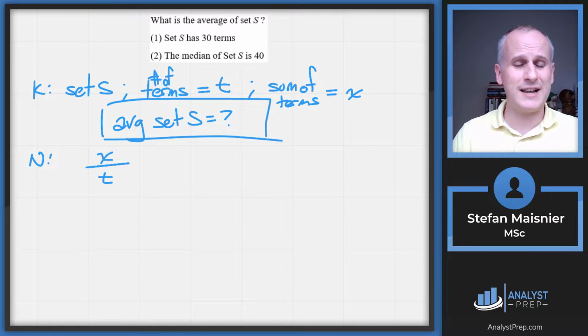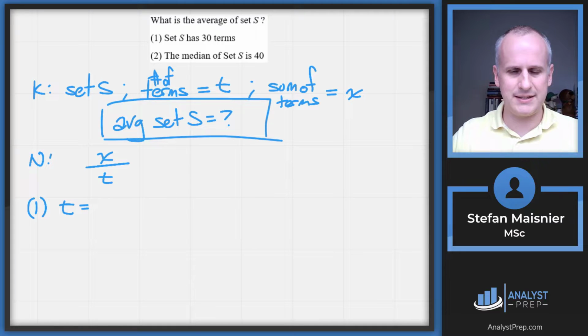And remember, try to convert all of this information into algebra so that you can evaluate it without necessarily plugging in a bunch of different outcomes and seeing different ways to work through it, because that's going to take a lot more time than we'd like for this relatively straightforward and simple problem, at least as it appears to start. So condition 1, well, this tells me that the number of terms, T, is equal to 30. Wonderful. By itself, that is not sufficient, because I have no idea what X is, the sum of the terms. So that is eliminated, and we're down to B, C, or E.